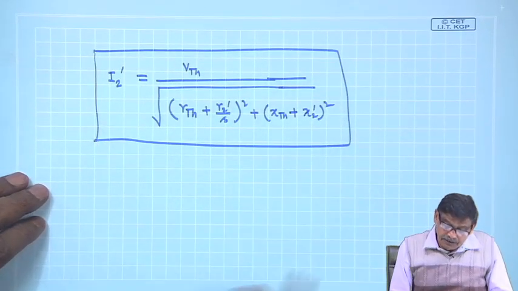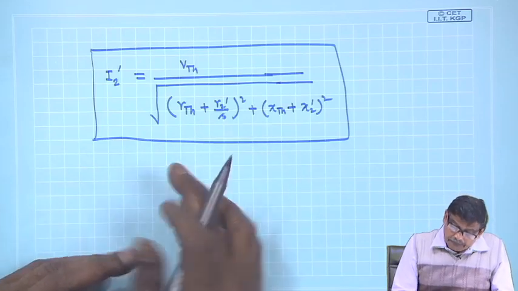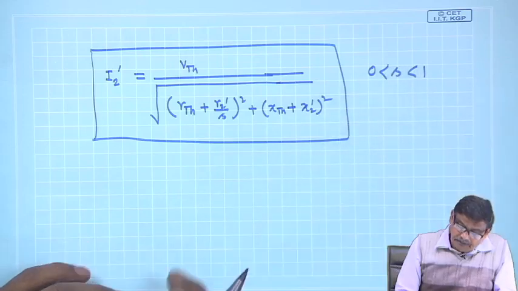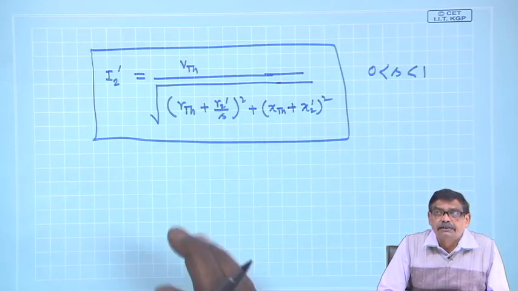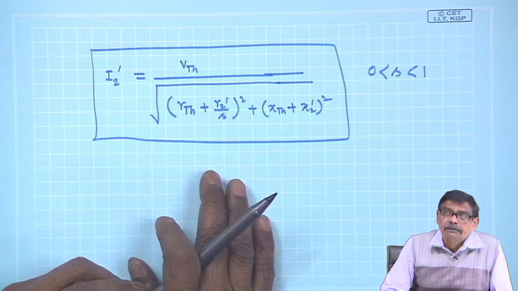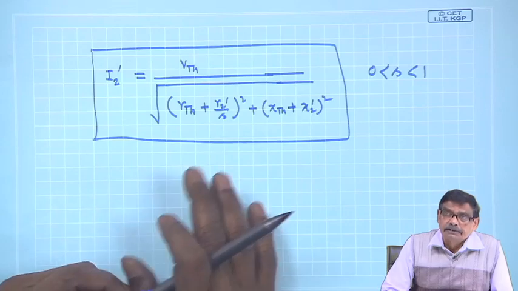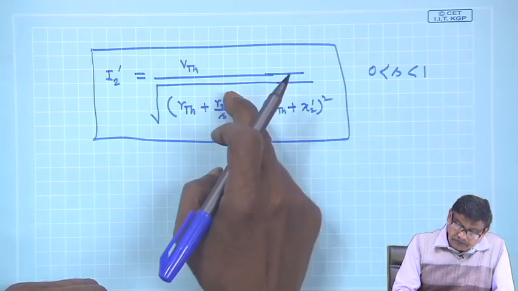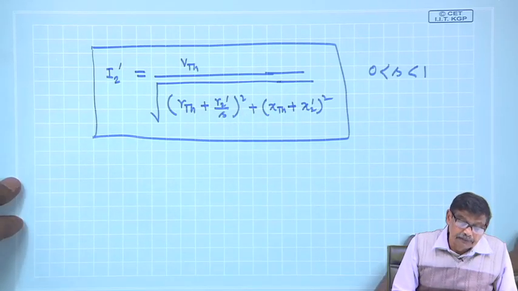At standstill, what is the current drawn? Put S equal to 1. And mind you, S is a number less than 1. So, the current drawn when the machine is running at a certain slip S will be smaller than when it draws some current at standstill condition, that is S equal to 1. This impedance R 2 dashed by S, S is below. Anyway, this is the thing.